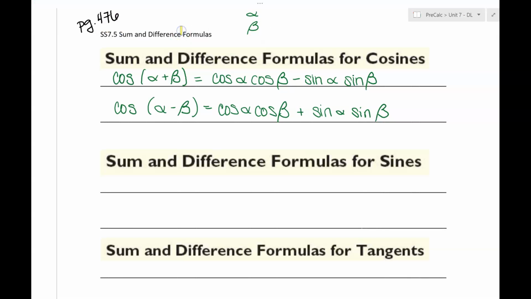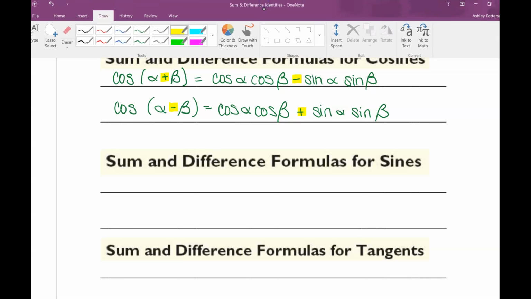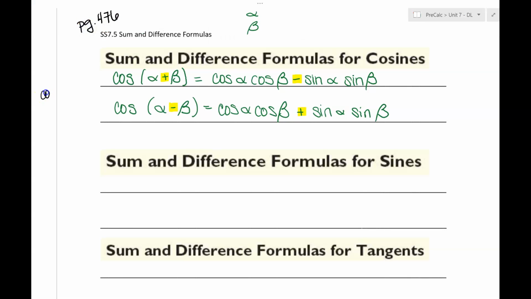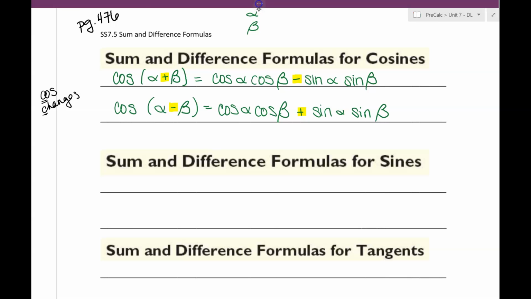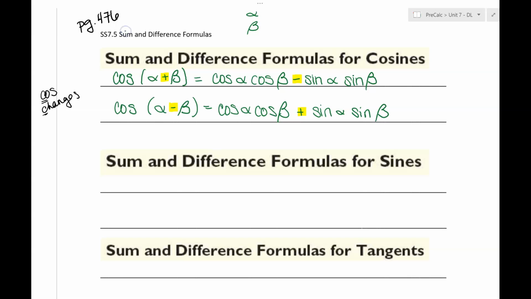So check it out. Cosine, sum, is subtraction. Cosine, subtraction, is a sum. So the way that I remember that is that cosine changes the sign. Okay, so if you can remember that it's cosine first, cosine second, sine first, sine second, just remember, and those are angles, that the cosine formulas are going to change signs in the formula.